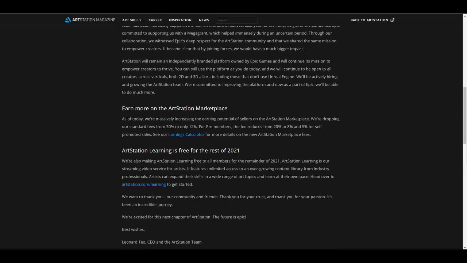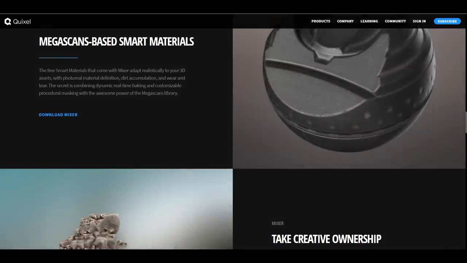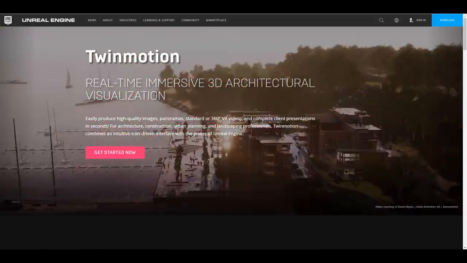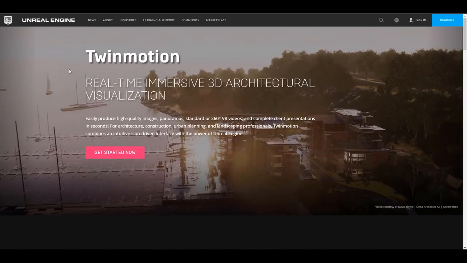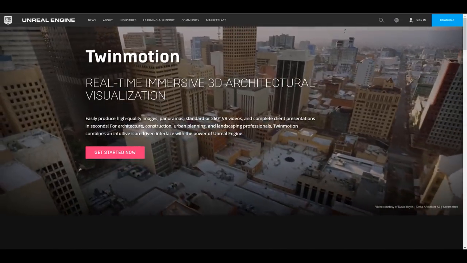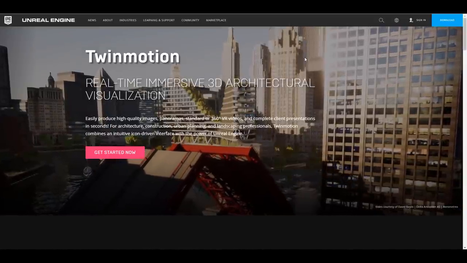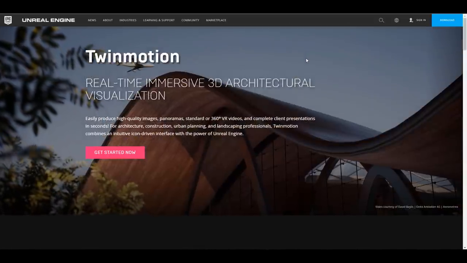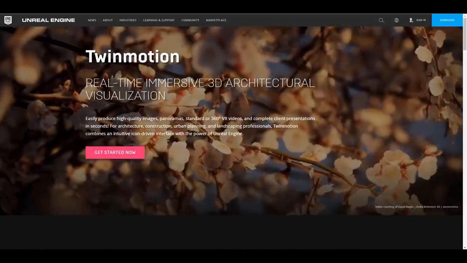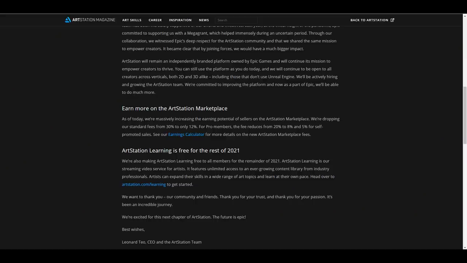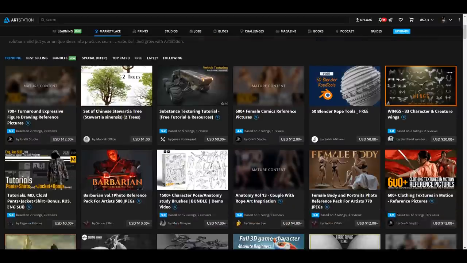And of course, that is what we get to notice with Quixel. And at the same time, that is also what we did get to notice with Twinmotion. Now, there is a certain set of questions a lot of you guys may probably be asking. What next? What is the next company that will be purchased by Epic Games? A lot of you guys may have asked this question before. I do have some presumptions. A lot of people do have their own presumptions.